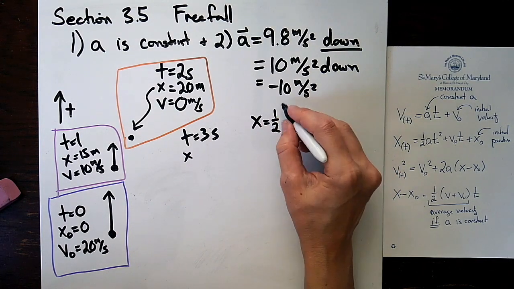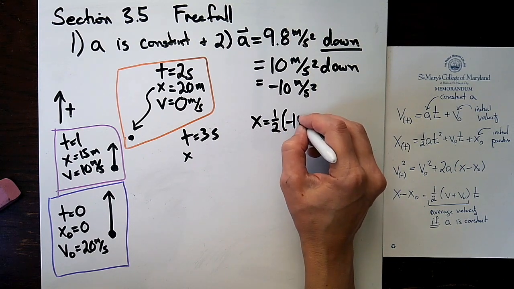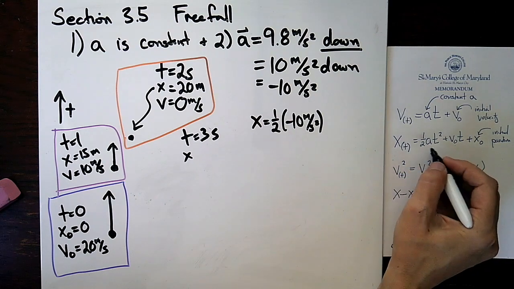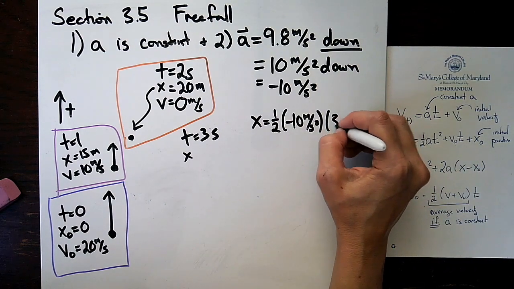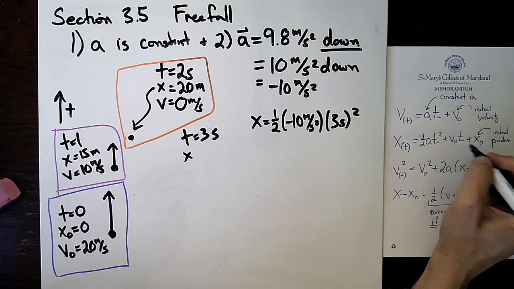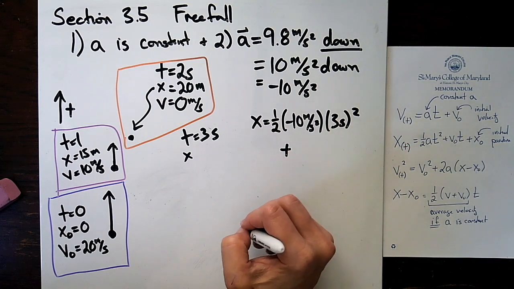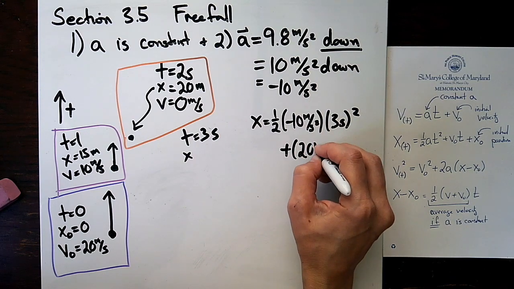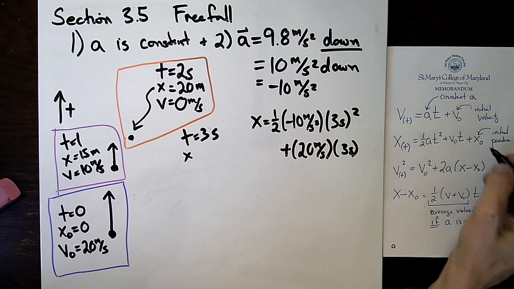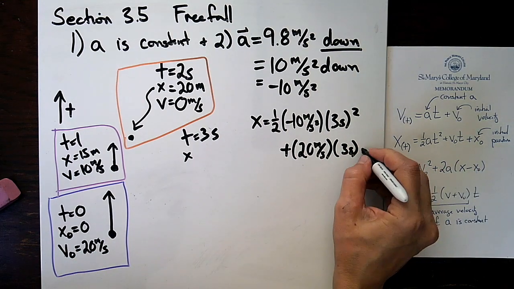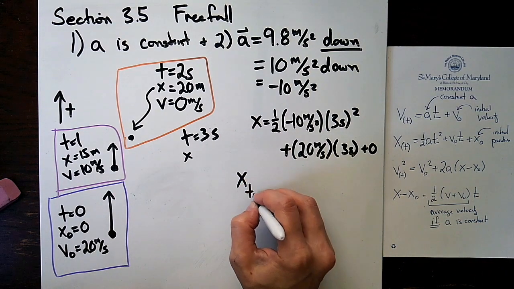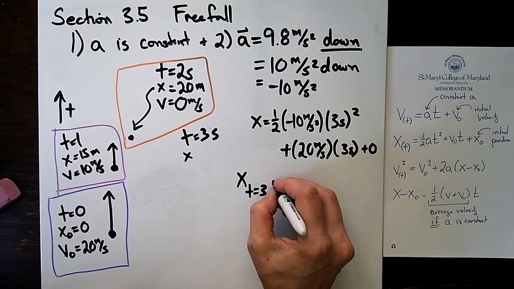1/2 times the acceleration. I'm going to go ahead and just plug that in. -10 meters per second squared multiplied by time squared. 3 seconds squared. Of course, I've run out of room, so we'll add on the second term right here. Initial velocity, that's 20 meters per second multiplied by time, 3 seconds, plus initial position, that's 0 plus 0. And 3 seconds after I started, t equals 3.